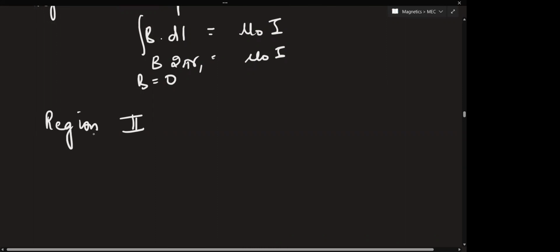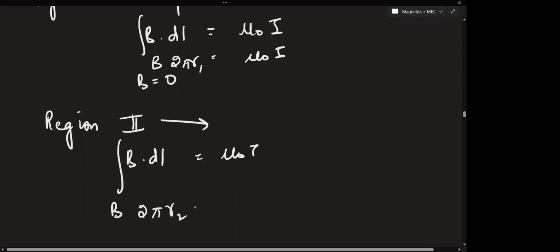Let's say B is the magnetic field here. Capital B is the magnetic field. Now if you apply the integral of B dot dl, this is mu naught times the current enclosed. The magnetic field is B dl, and if the radius is R2, this will be 2 pi R2, the circumference. This is equal to mu naught times the current enclosed.